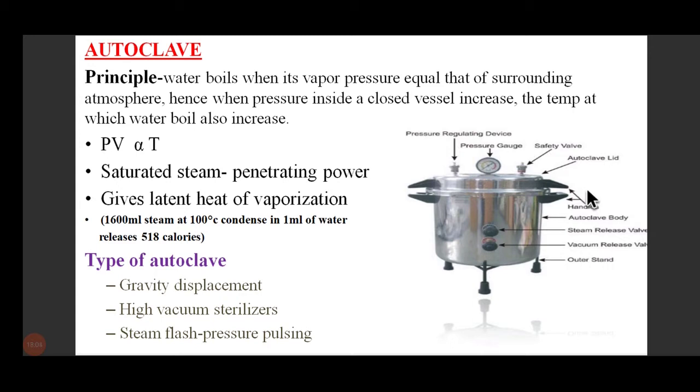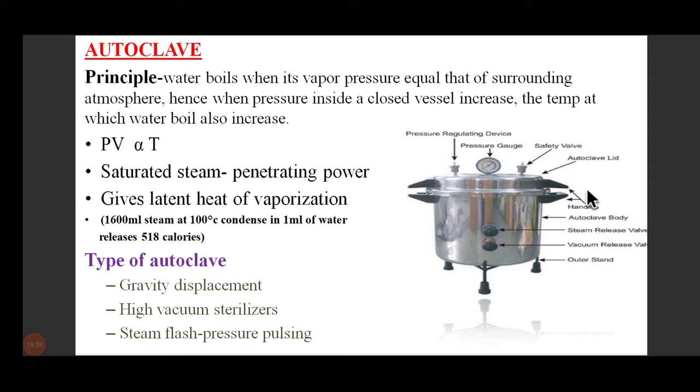As you can see from the structure here, there is a pressure regulating device, as you have on your pressure cooker also. You have a gauge which indicates the pressure in atmospheres. You have a safety valve which goes off when the pressure exceeds the limit you have set. Then you have a lid used to close the whole instrument, a handle for operating the lid, and the body of the autoclave. There is a steam release valve and a vacuum release valve.